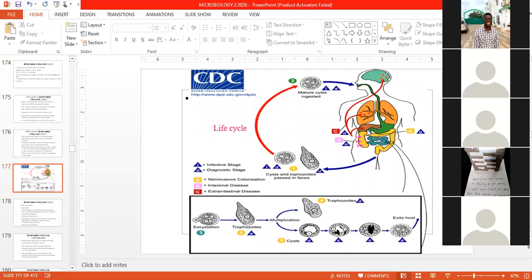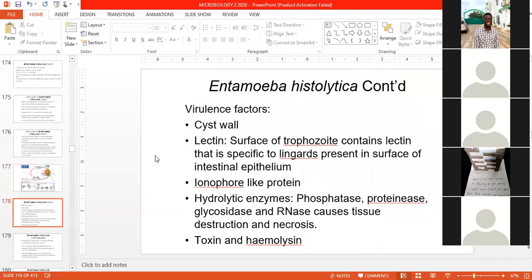And that is caused by the virulence of the lectin. You will see other virulence factors of E. histolytica. They even have ionophore-like structures that help them to distort the ion channels. You will see that later. Okay, so as I was saying, it can get disseminated to other organs to cause the extraintestinal diseases.